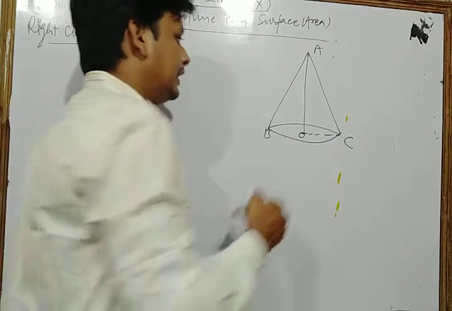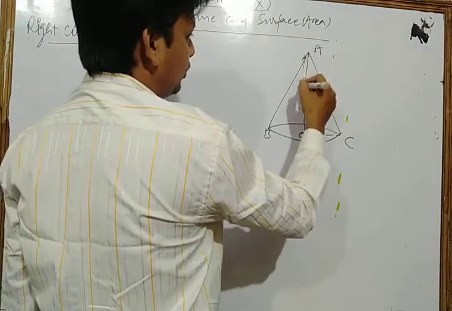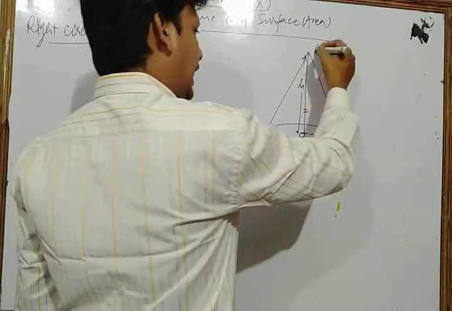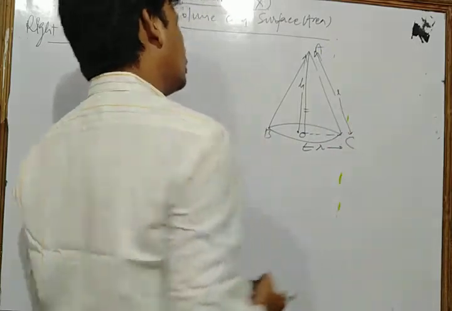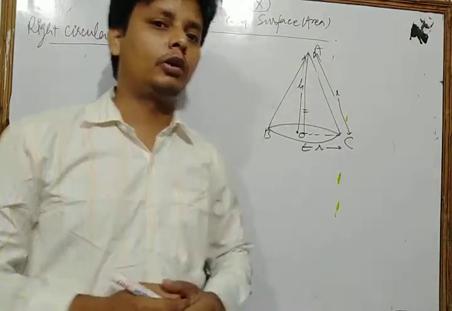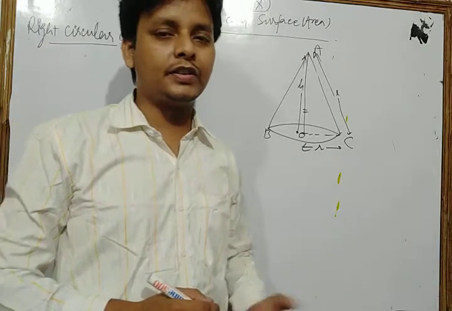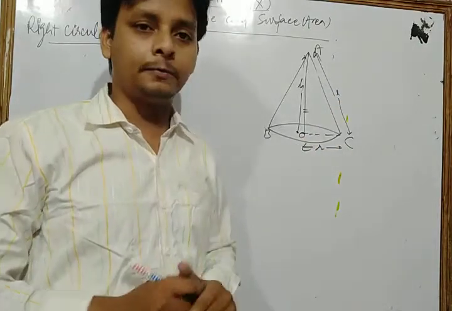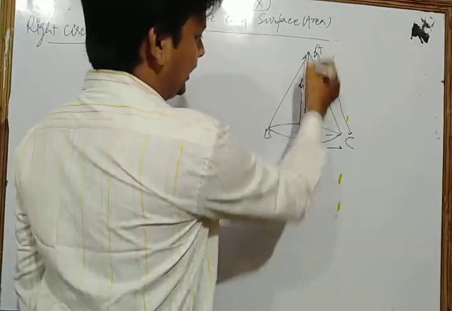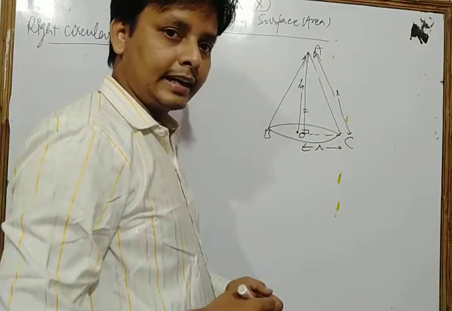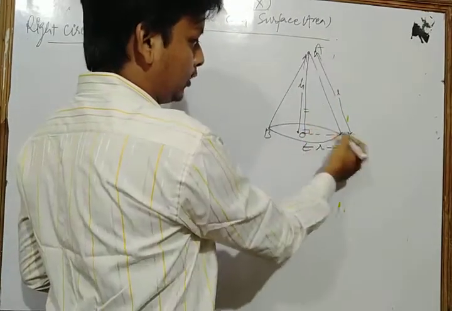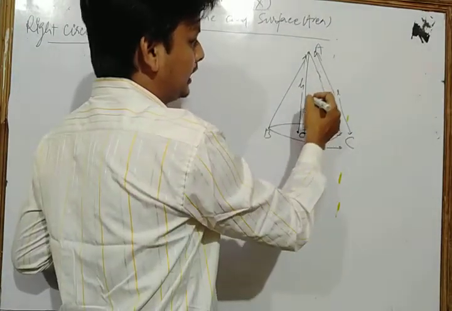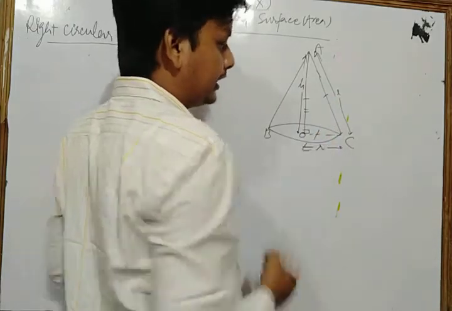Here OA is the perpendicular height of the cone, R is the base radius of the cone, and AC is the slant height of the cone. Yesterday I discussed the formulas for the cone: volume, curved surface area, total surface area, and one important relation between H, L and R. Here the angle AOC is always 90 degrees, so triangle AOC is a right angle triangle in which AC is the hypotenuse, AO is the perpendicular height, and OC is the base.